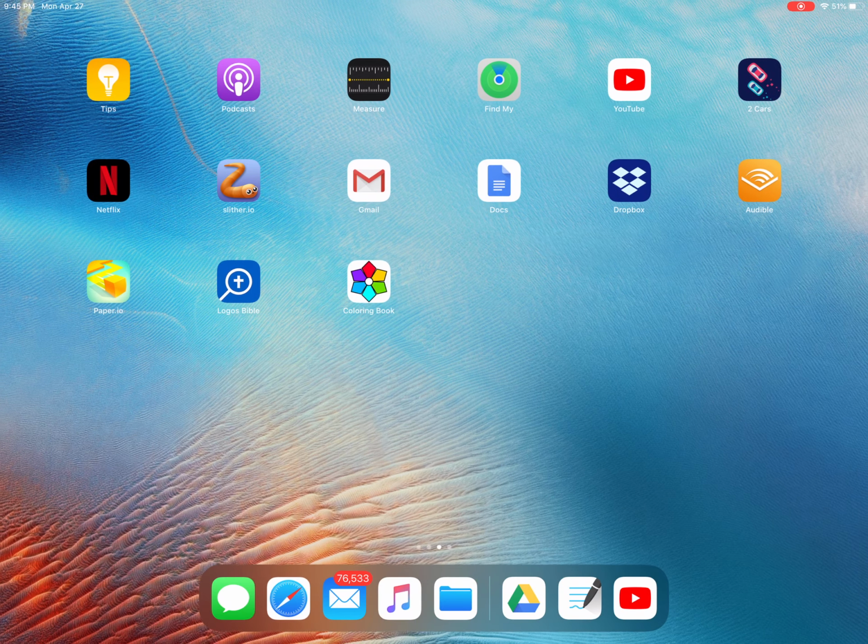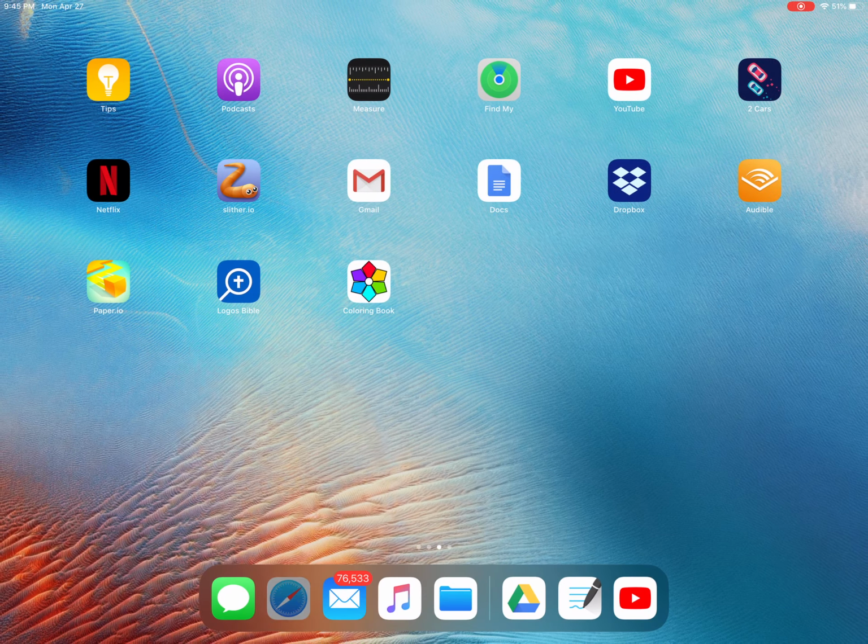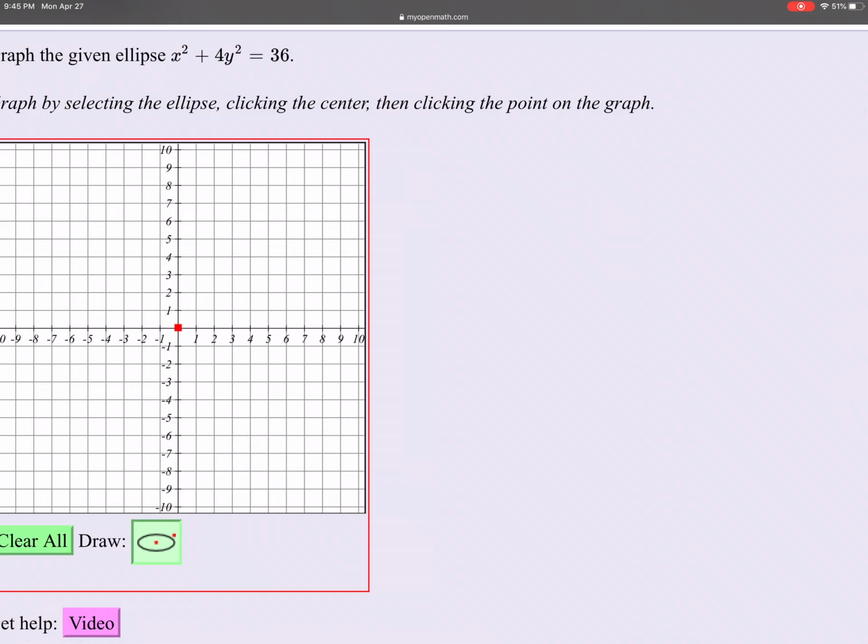So let's go back real quick. What was underneath x? 6 squared. So I need to go right 6, because that's underneath x, and 3 squared, up 3, right 6, up 3. I need to click this corner right there, because that makes a box. That puts a border around the ellipse, and the graphing program fits the ellipse right in there. Click on 6, 3. And there it is. There's our ellipse.